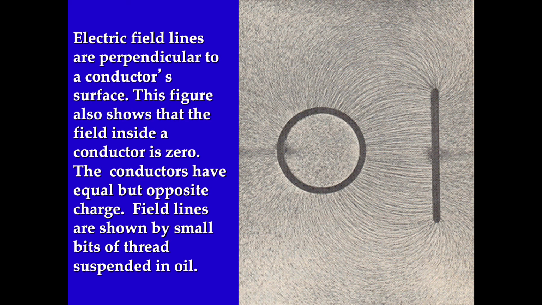These are two conductors in oil. Again, I should credit the textbook. There are threads in there. They're charged. The thread forms the field lines. Look at the field lines inside the ring. There's none. The field lines you see are between the conductors. That's it.